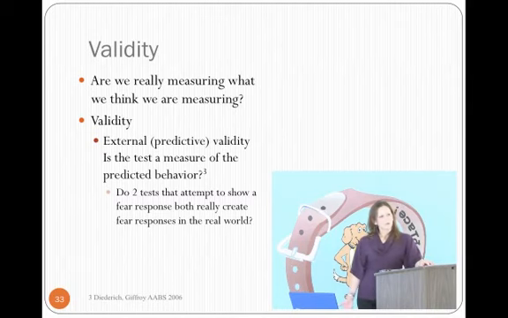We need to look at external or predictive validity, so does the test actually measure the predicted behavior? If we do this test here, are we able to extrapolate that and predict that the animal is going to behave in a similar situation out in the real world? So if we have two tests that are supposed to pick up fear, is this dog going to show fear in a similar situation out in the real world?